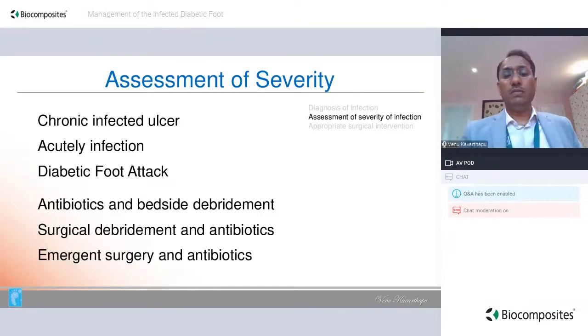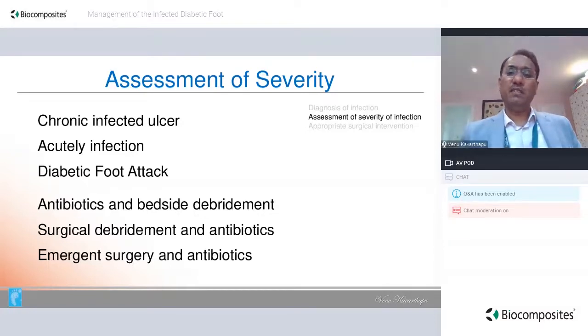So when you make a diagnosis, then we assess the degree of severity of that infection. And this presentation can be in the form of a simple chronic infected ulcer, very long-standing ulceration with recurrent chronic infections that may not require emergency attention, or it can present as an acute infection, a chronic ulcer that acutely gets infected, or an acute de novo infection, or occasionally as a diabetic foot attack. Diabetic foot attack is a rapidly spreading local infection.